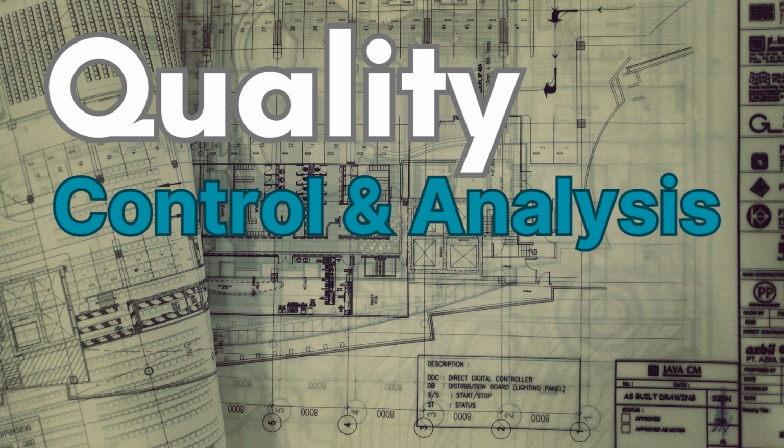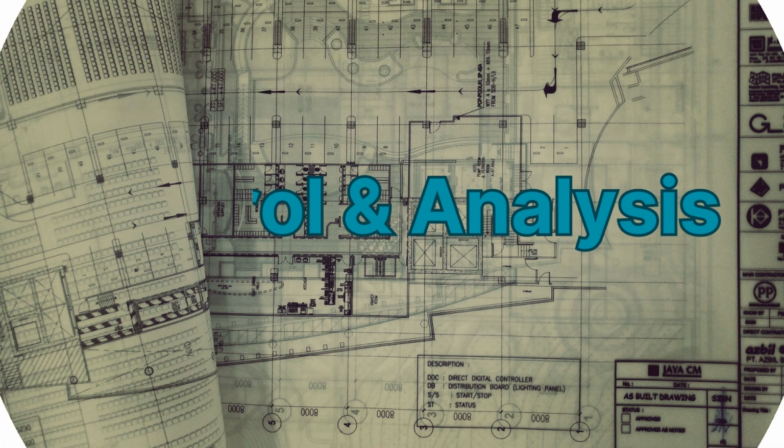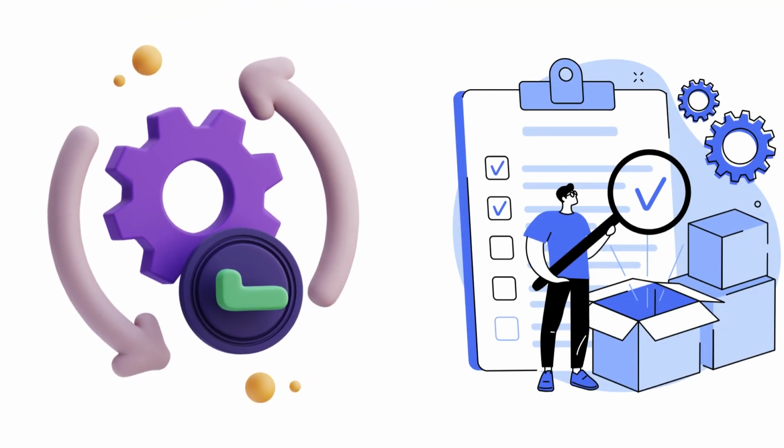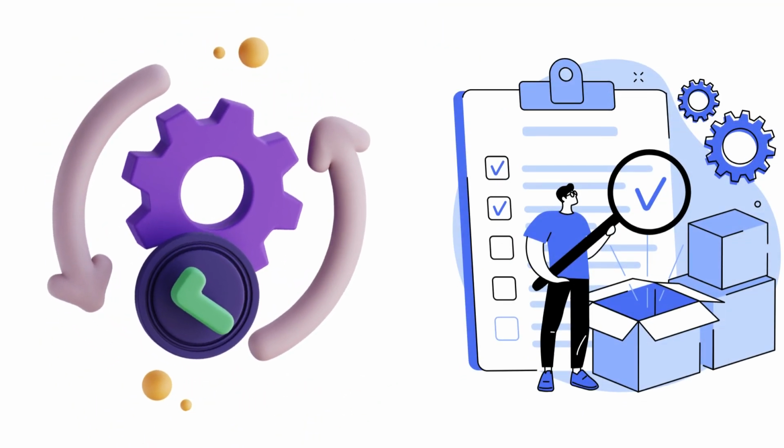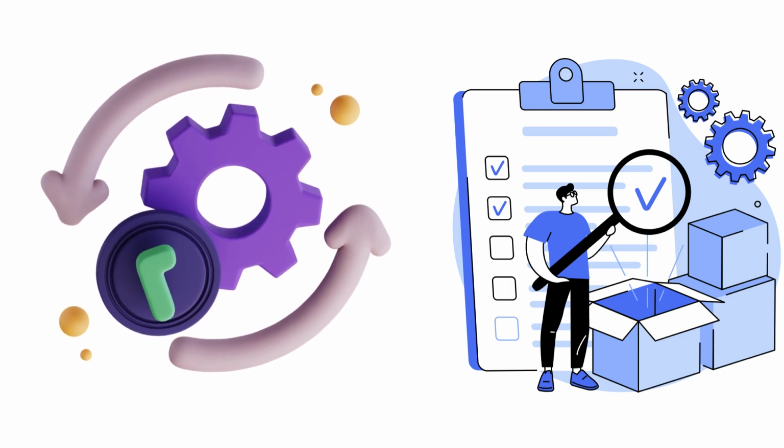Quality control, QC, is a system of procedures designed to ensure a product or service consistently meets predefined quality standards and customer requirements. It involves inspections, testing, and corrective actions to maintain a desired level of quality.